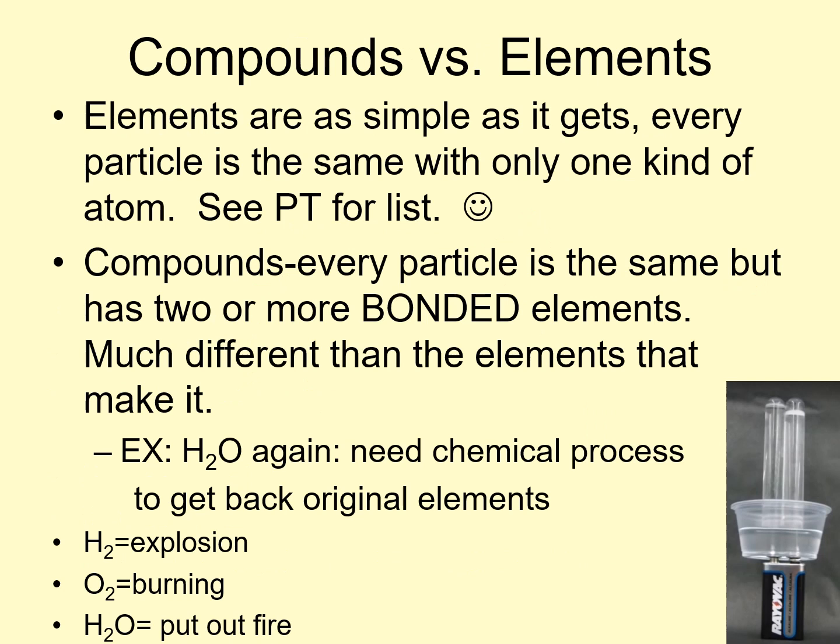Okay, compounds versus elements. Elements are as simple as it gets, everybody. Every particle is the same, so it's pure, with only one kind of atom all the way through. So if that's a hydrogen atom, it's hydrogen everywhere, wherever you look. If you want a list of the elements, go to the periodic table. Compounds, every particle is the same, but it has 2 or more bonded elements. It's much different than the elements that make it up.